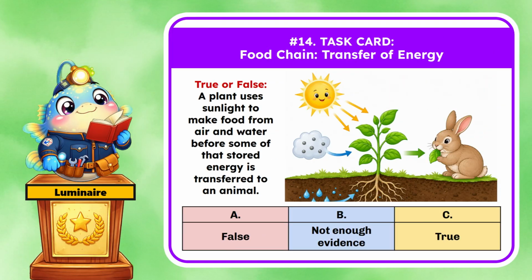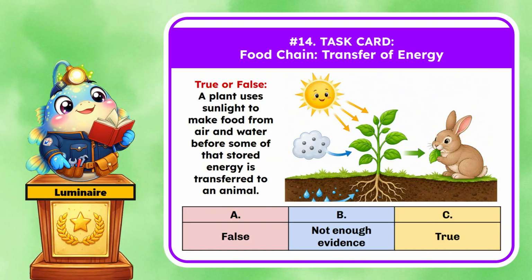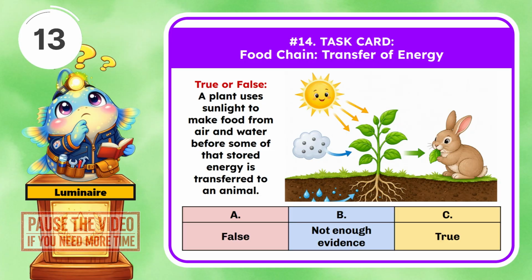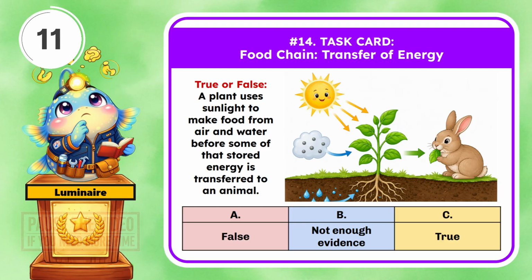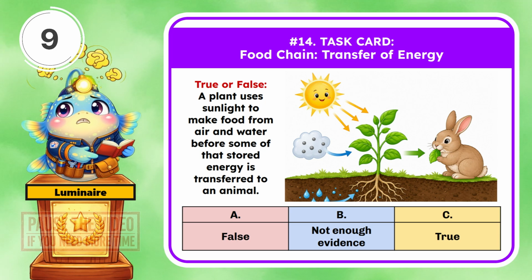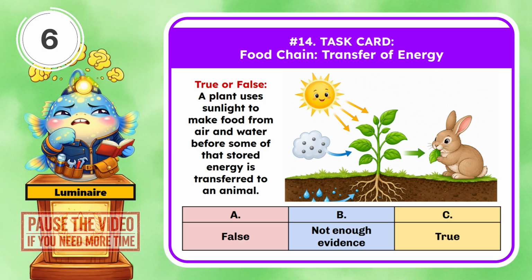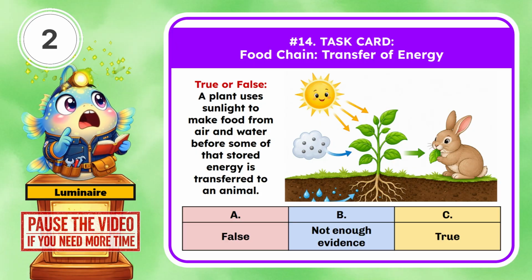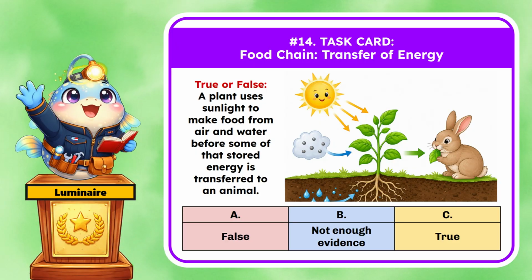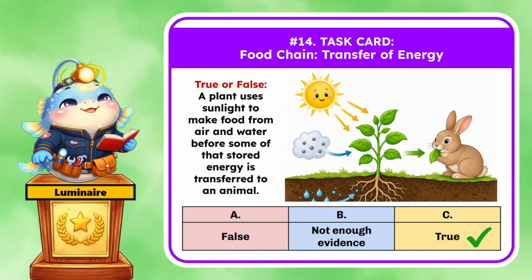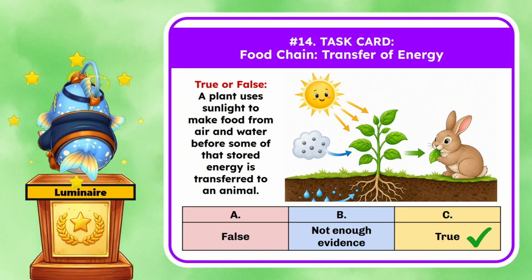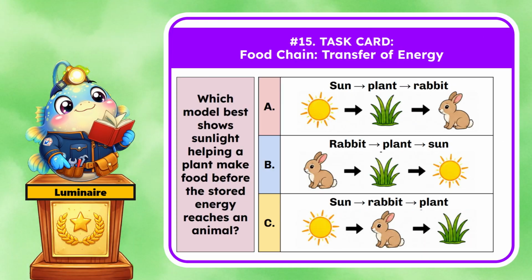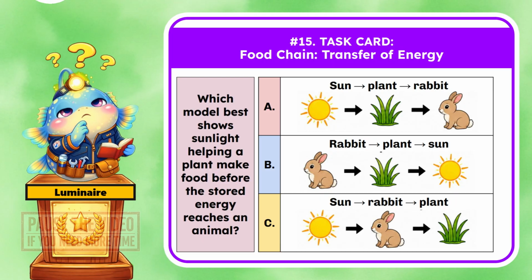True or false, a plant uses sunlight to make food from air and water before some of that stored energy is transferred to an animal. And the correct answer is letter C. True. Which model best shows sunlight helping a plant make food before the stored energy reaches an animal?